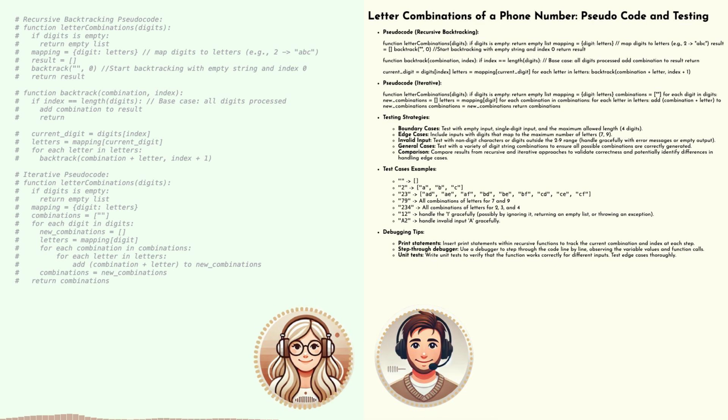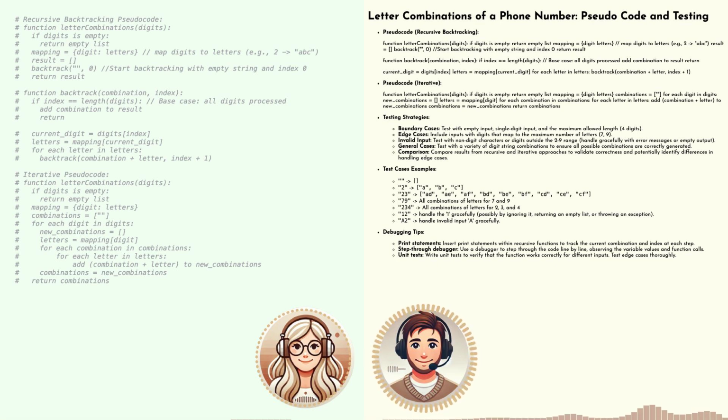Okay, that sounds straightforward enough. Can we walk through an example using our trusty 23 input? Sure. Initially, our list would just have an empty string. Then looking at digit 2, we add each of its corresponding letters, A, B, C, to the existing combination, which is just an empty string at this point, resulting in A, B, C. So we've essentially expanded our initial empty combination into 3 new combinations. What happens next? Now we move to digit 3.